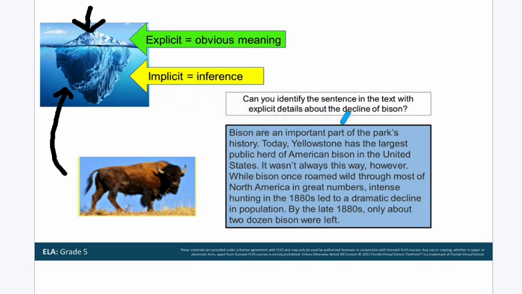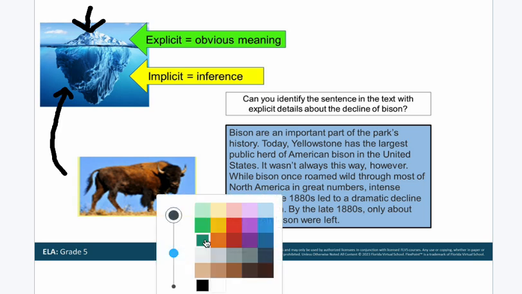So this says, bison are an important part of the park's history. Today, Yellowstone has the largest public herd of American bison in the United States. It wasn't always this way, however. While the bison once roamed wild through most of North America in great numbers, intense hunting in the 1800s led to a dramatic decline in population. By the late 1880s, only about 2 dozen bison are left.